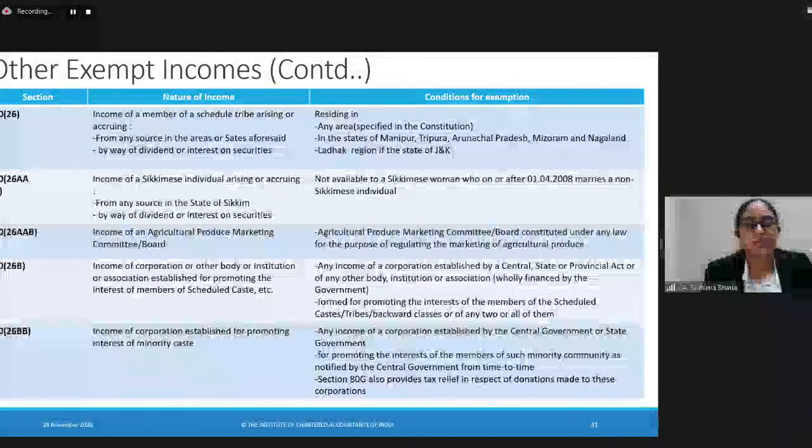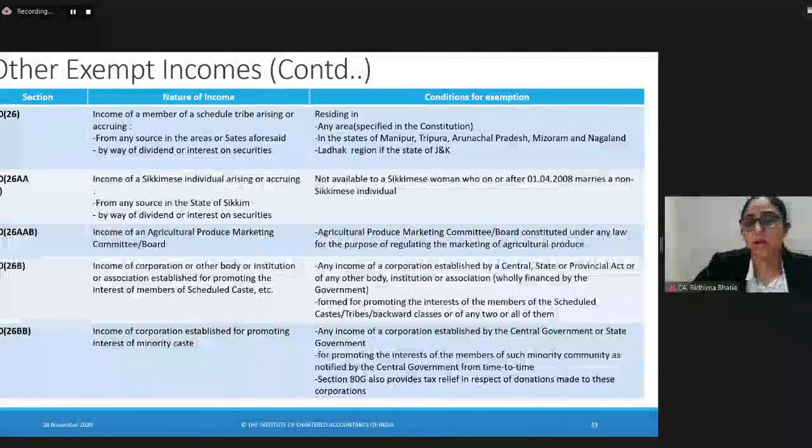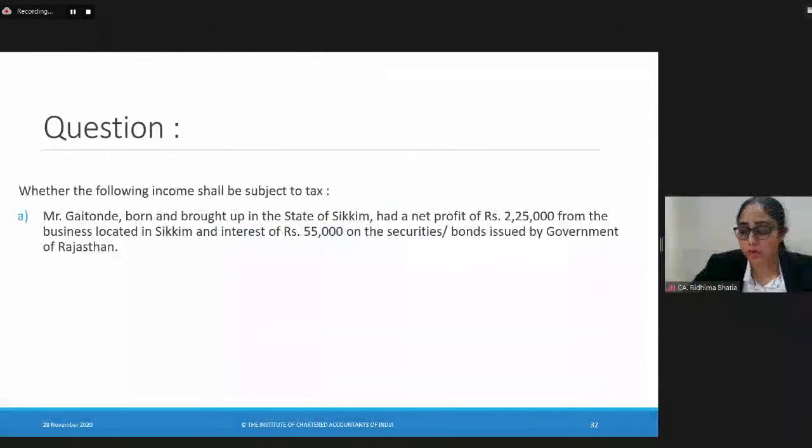Section 10 clause 26AAA का question sometimes comes, which is for Sikkimese individuals. Sikkimese individuals who are, Mr. Gaitonde, born and brought up in the state of Sikkim, had a net profit of 2,25,000 from a business located in Sikkim, and interest of rupees 55,000 on the securities issued by government of Rajasthan. So what would be the status? The whole income would be exempt under section 10 clause 26AAA. Why? Because a Sikkimese individual having any income from a source in Sikkim is exempt, or any interest or dividend income from anywhere is also exempt.